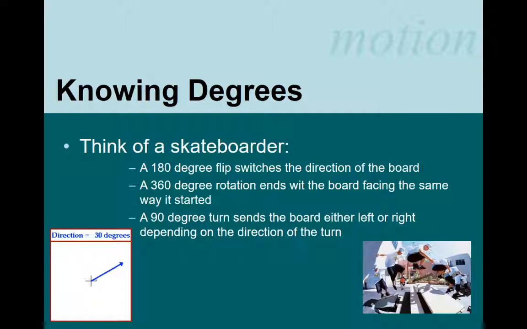Okay, so 360 plus 360 is 720. So a 720 would be doing 2 full rotations before you go ahead and land the trick.